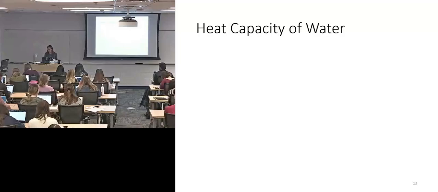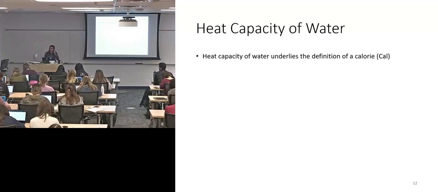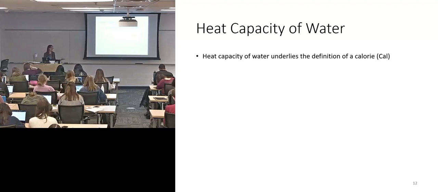All right, so let's talk about the heat capacity of water. Heat capacity of water underlies the definition of a calorie. So this is another unit that you may see. I recommend being comfortable seeing calories and kilocalories simply because some of the example problems I might point you to will have it. On the exam, I probably won't even bother. I don't care to make you switch from calories to joules.